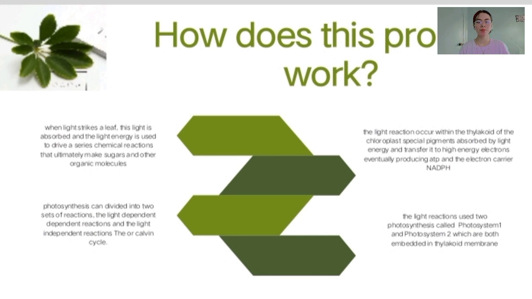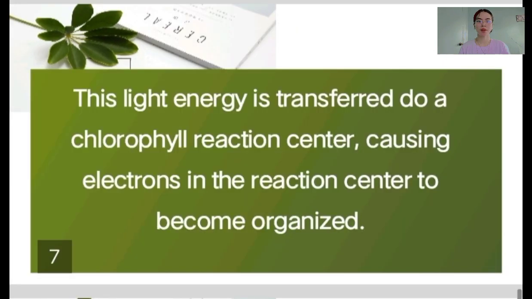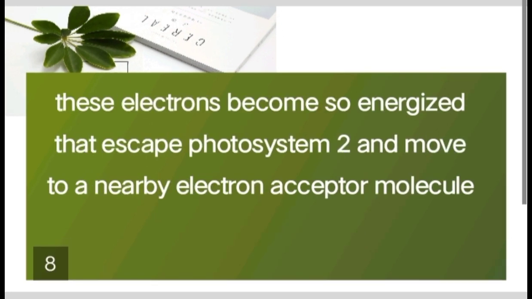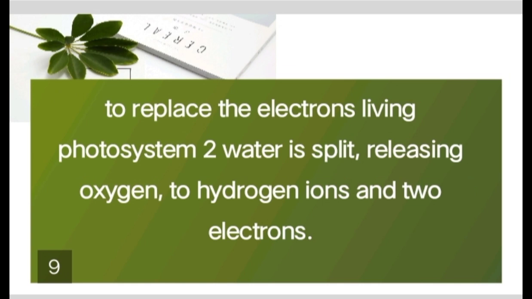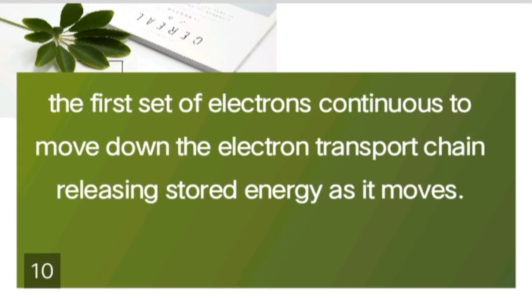The light reaction actually begins at photosystem 2. The first thing that happens is that photosystem 2 receives photons, or light energy. The light energy is transferred to a chlorophyll reaction center, causing electrons in the reaction center to become excited. These electrons become so energized that they escape photosystem 2 and move to a nearby electron acceptor molecule located in the electron transport chain. Meanwhile, to replace the electrons leaving photosystem 2, water is split, releasing oxygen, 2 hydrogen ions, and 2 electrons.